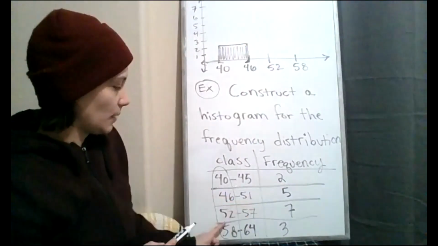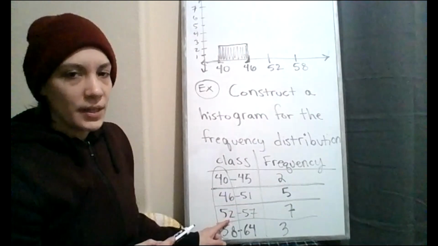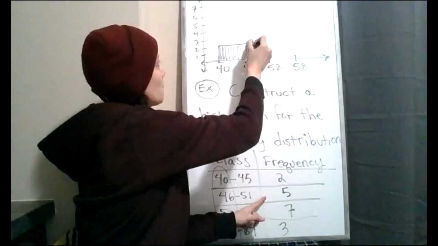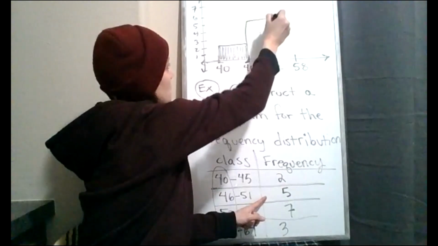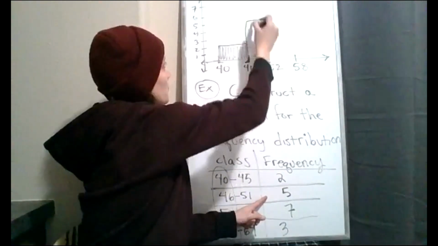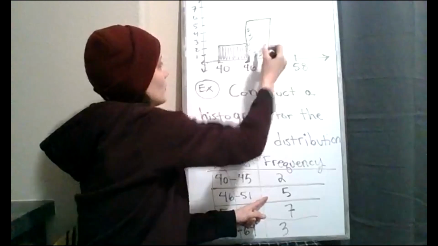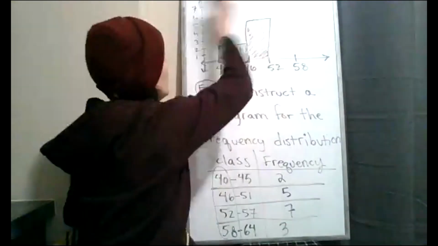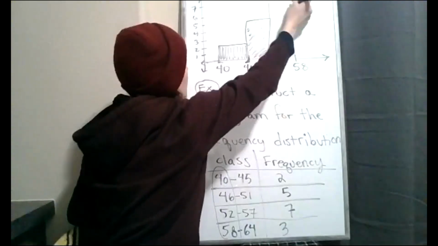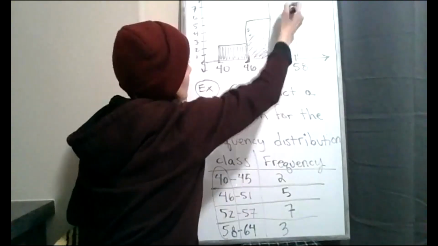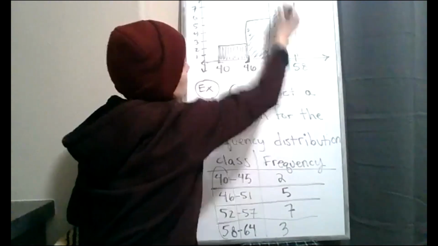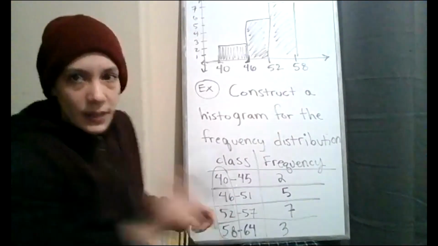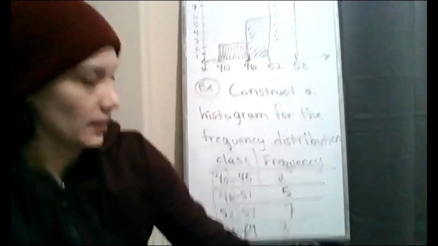And 46 up to, but not including 52, its height is 5. Okay, this class has a height of 7. Over, down, shade. And then height 3, then we're done. Let's see if I can scoop everything.